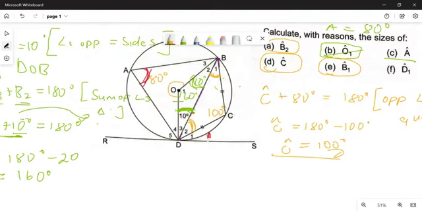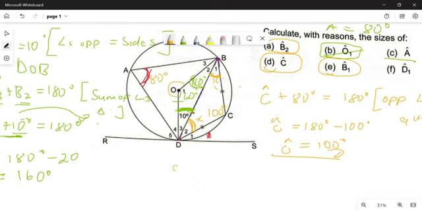If we have x plus x plus 100 degrees equals 180, it's the sum of angles in a triangle. 2x is equal to 80 degrees, so x is equal to 40. Yeah, that's what we're going to do.